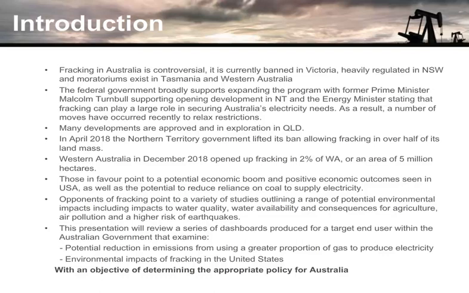There are a number of developments that are approved in exploration in Queensland, with production expected to come on board in late 2019-2020. In April 2018, the Northern Territory government lifted its ban, allowing fracking in over half of its land mass. Western Australia in December 2018 have also opened up fracking in 2% of their state, or an area of 5 million hectares. Those in favour point to a potential economic boom and the positive economic outcomes that have been seen in the USA.